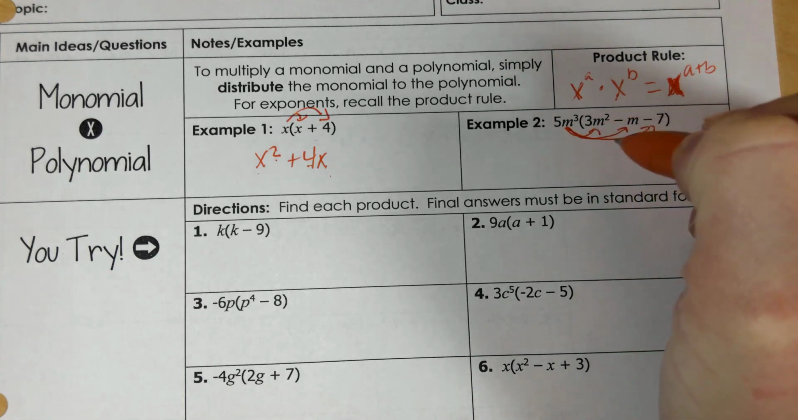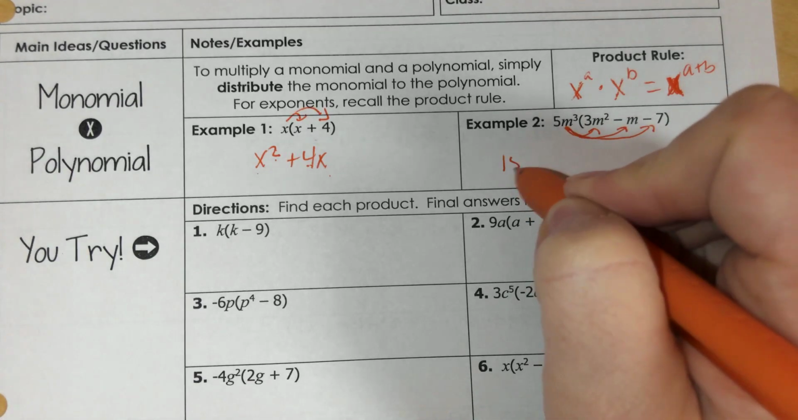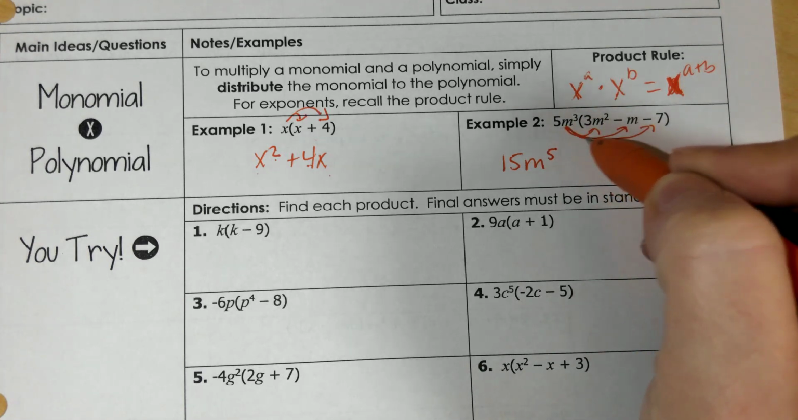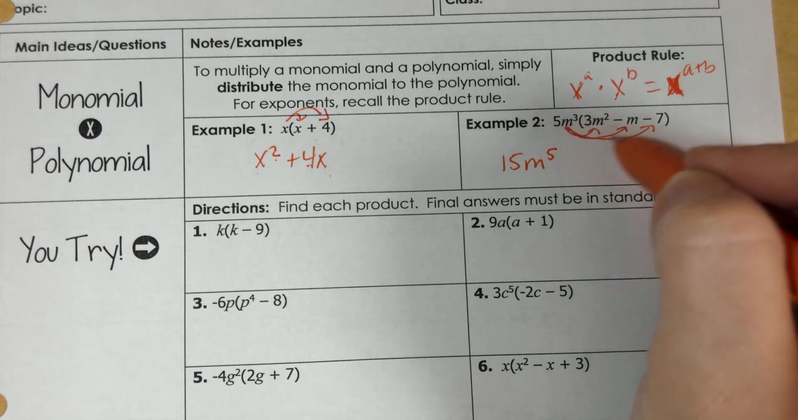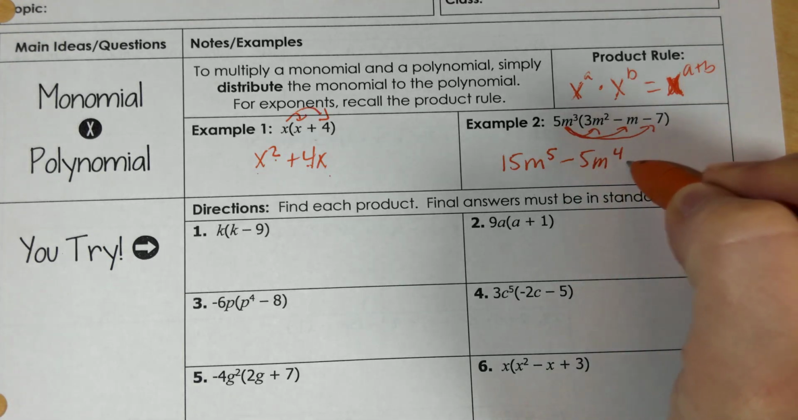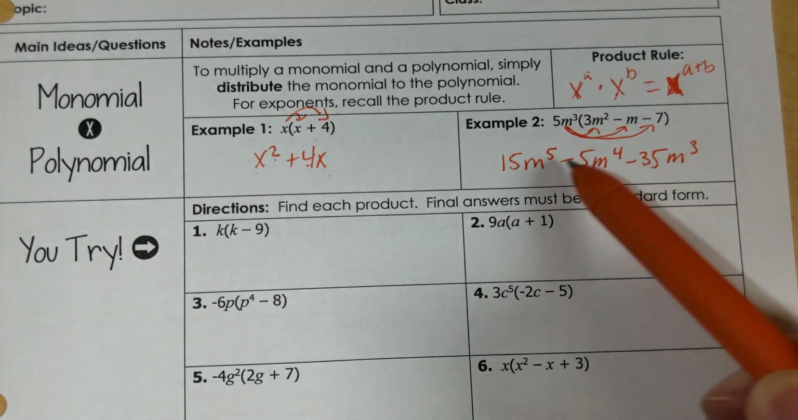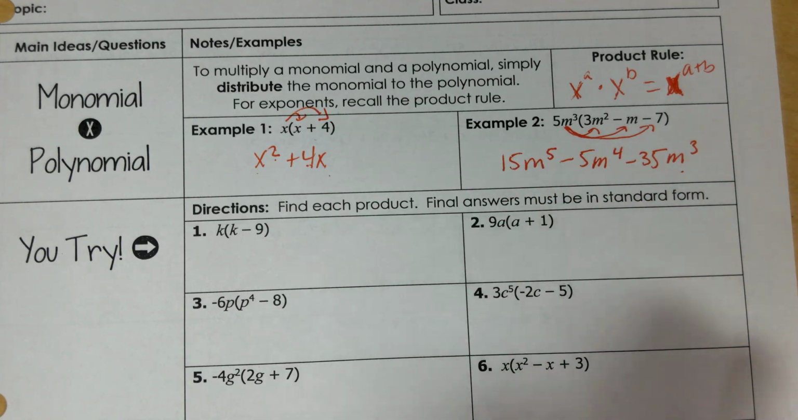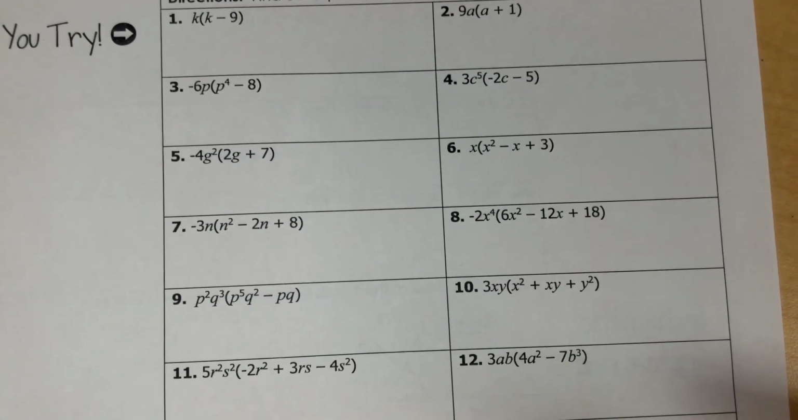Okay, then for an example like this, we're going to do the same process, but we're going to distribute this 5m cubed to all three of these terms. So 5m cubed times 3m squared becomes 15m to the 5th power. If you need to, go back and review our notes on multiplying monomials together if you're struggling with this multiplication piece. 5m cubed times negative m becomes negative 5m to the 4th power, and 5m cubed times negative 7 becomes negative 35m cubed. Again, I'm already in standard form. All of these are unlike terms, so I can't combine them, and so we end up with this as our final answer.